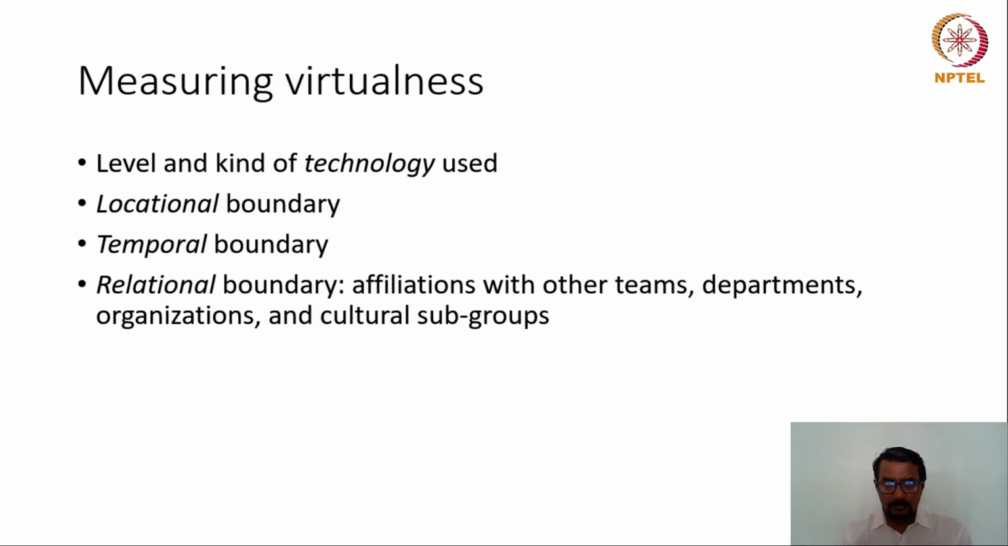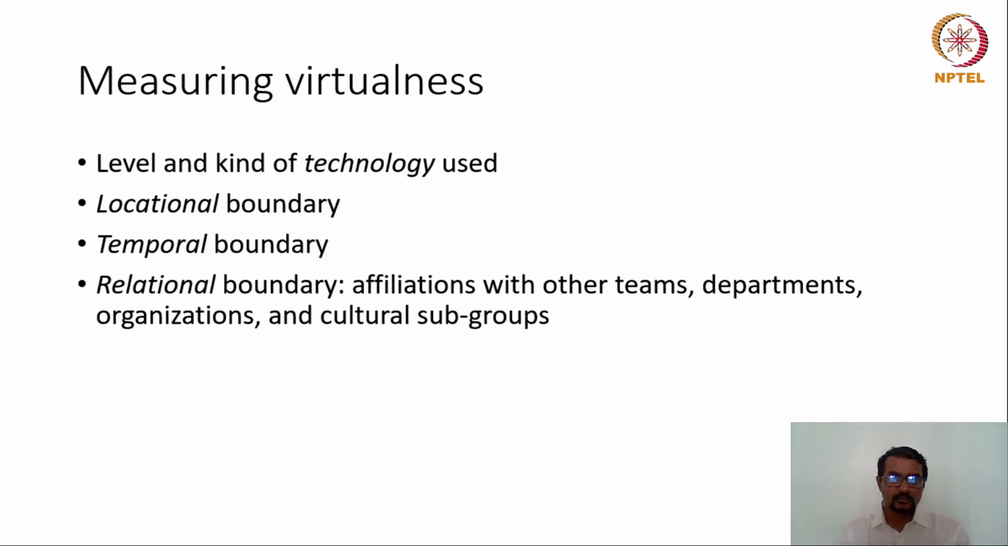In fact, this measure of virtualness has been discussed by many experts in this area. If you remember, I said I did my PhD in this area. One of the contributions of my PhD research was coming up with a measure or a tool to understand how virtual a team or even an organization is. So what are the criteria to measure virtualness? One, level and kind of technology use. It's not just how much technology they use, it's also about what kind of technology they use for communication.